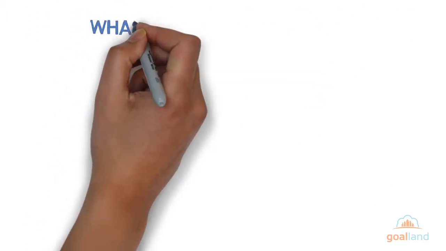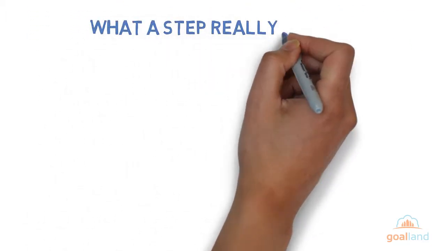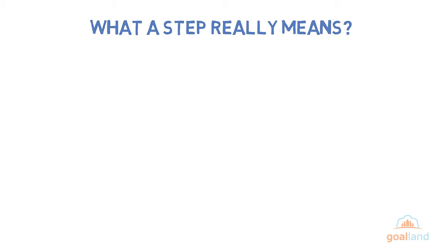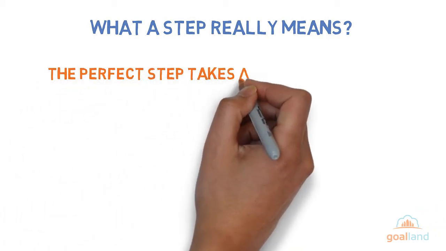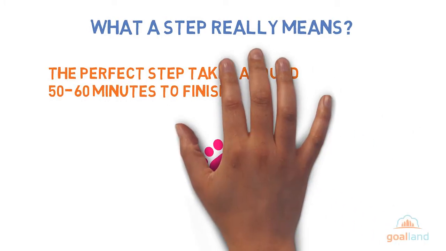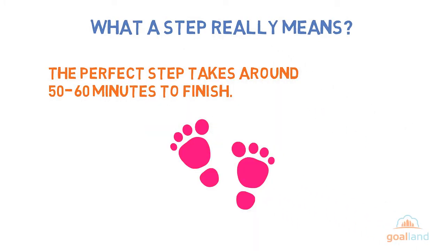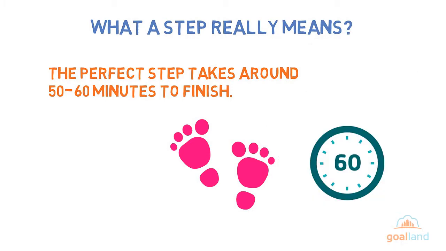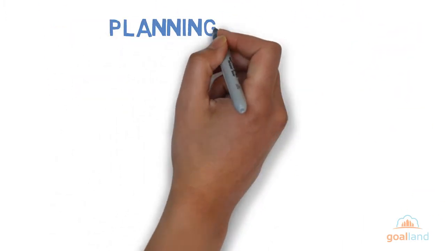But before you begin doing that, let's see what a step really means. Every step represents one action that could be completed in 2 hours max. The perfect step takes around 50-60 minutes to finish or less. 1-hour tasks will fit flawlessly into your natural body cycle, and you will be able to concentrate on them fully. I have to mention one more thing before we start developing an action plan. Let's talk about planning fallacy.